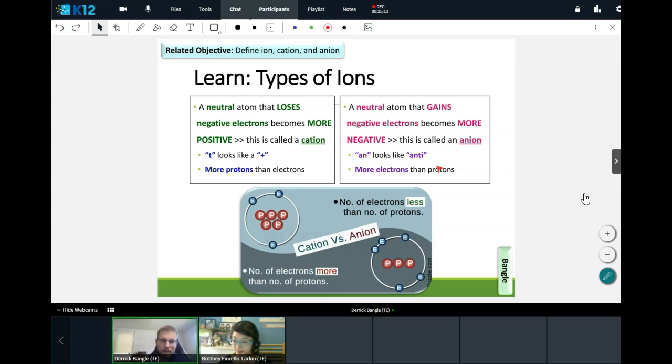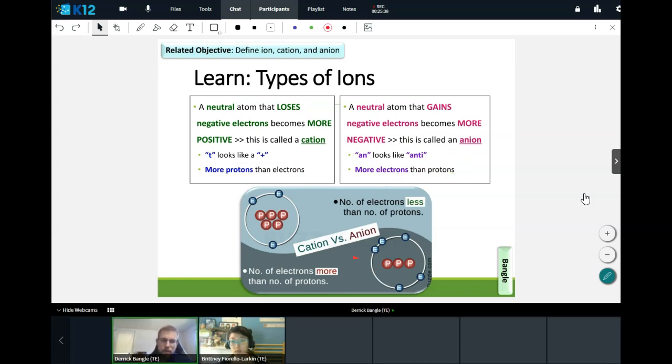All right. Then with the right-hand side with the pink text, we have a neutral atom that gains negative electrons to become more negative, which is called an anion. One way to remember this is looking at the word anion, which looks like anti. Anti is kind of like the opposite of what we originally were talking about. So anti, meaning anion would be negative.